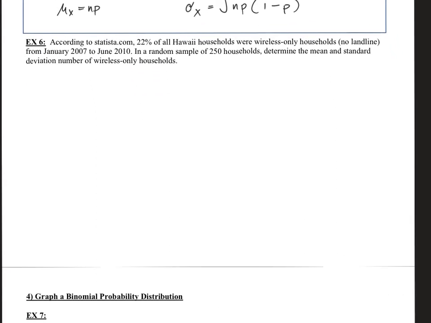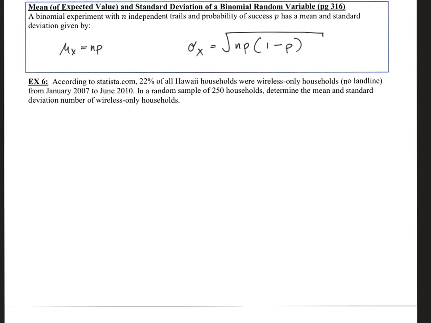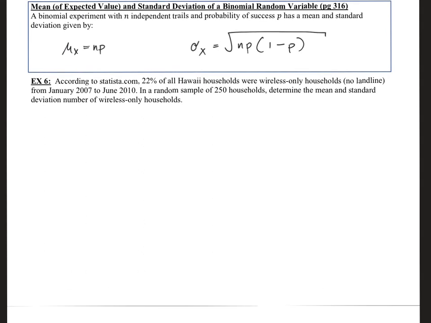So now let's take a look at example 6. According to Statista.com, 22% of all Hawaii households were wireless-only households, no landline, from January 2007 to June 2010. In a random sample of 250 households, okay, so the sample size has gotten bigger, determine the mean and standard deviation number of wireless-only households. All right, so we're just going to go ahead and use these formulas. So the mean of x is going to equal n times p.